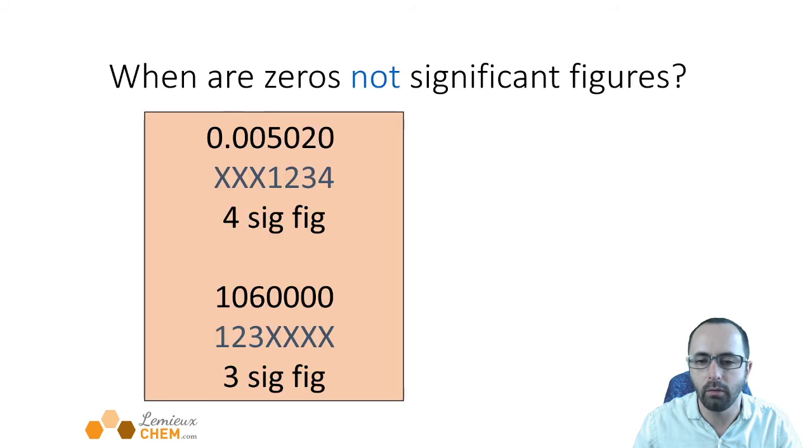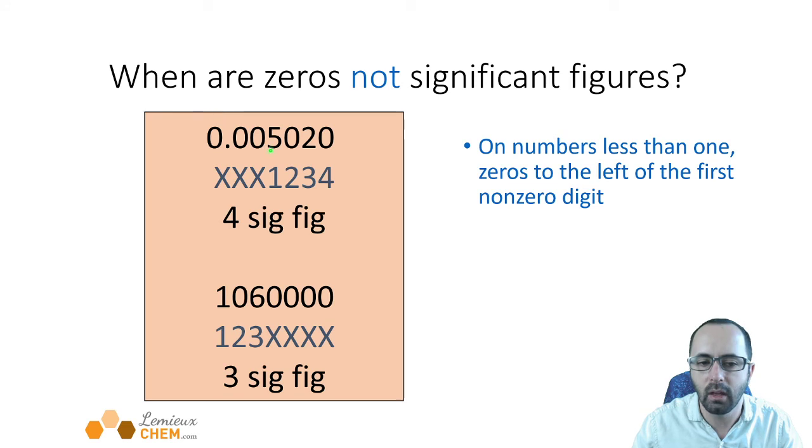I'll run you through a few more examples here. So in this one, we have 4 significant figures. Front zeros, never significant. This is a number less than 1. It has a decimal point. So front 0 is not significant. Middle 0 is significant. So this is the first sig fig. 0 is the second. This 2 is the third. And the 0 at the end is significant because there's a decimal point. So 4 sig figs, the 5, the 0, the 2, and the 0.